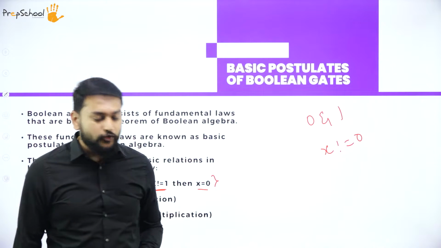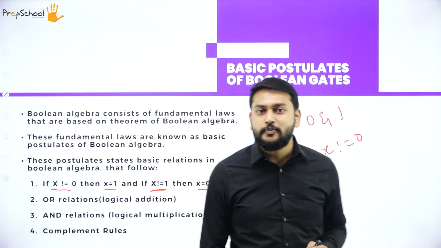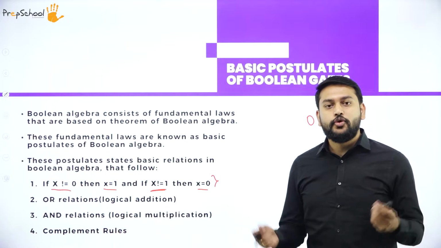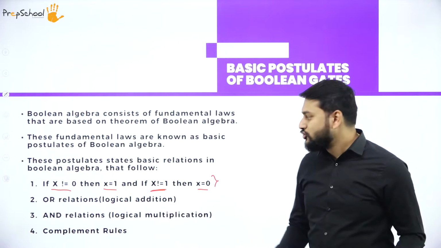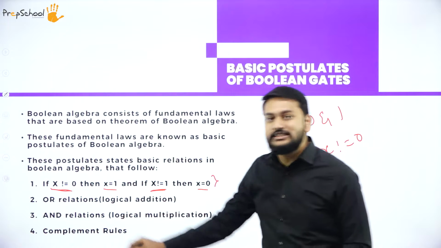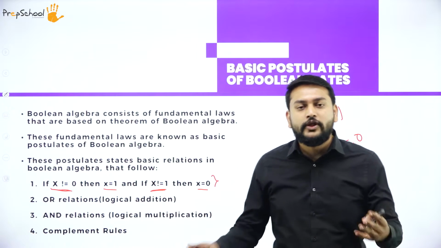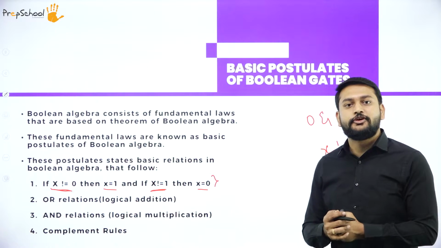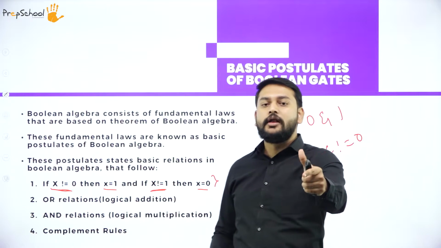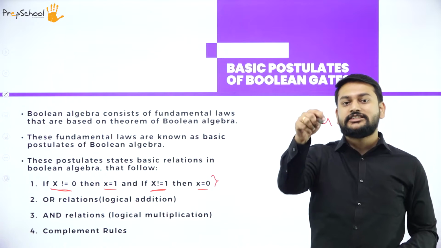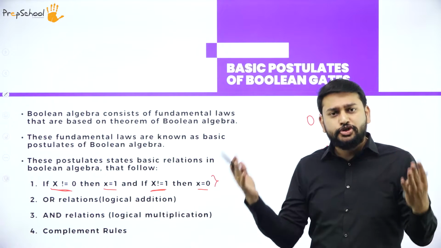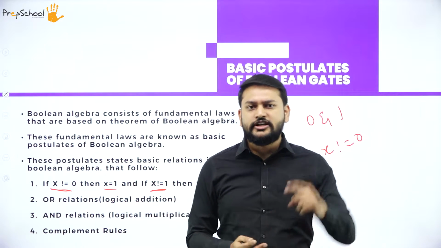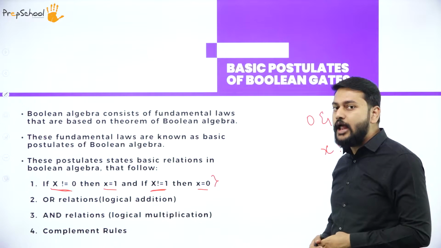I repeat for all of you, I have 4 basic postulates, my dear students. The first one: when I have x not equal to 0, then what is the x value if I ask you? You should tell me by closing your eyes, that x is equal to 1. Obviously, when x is not equal to 1, then it should be equal to 0. That is the first basic postulate that you should know.